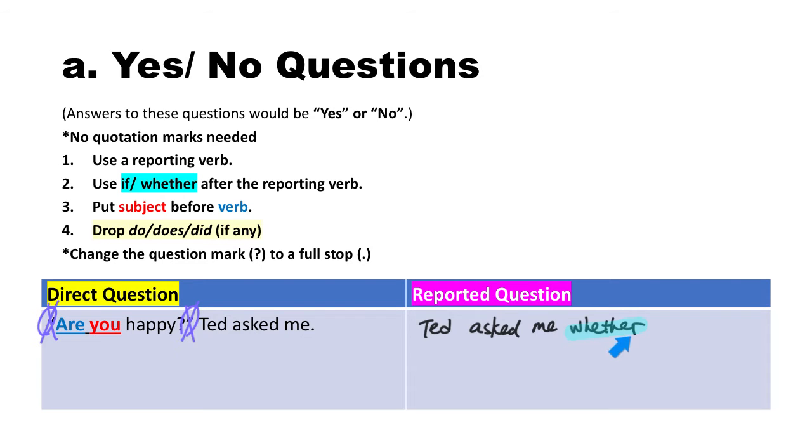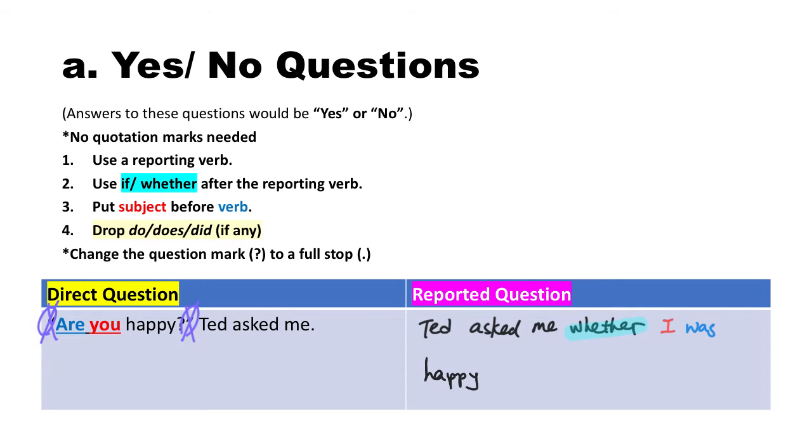Following whether, we will put a subject before the verb. The subject in the original direct question is you, and this you refers to me. Me is the object pronoun. Here, we will change it to the subject pronoun I. Following the subject, we need a verb. The verb in the direct question is are. In simple present tense, we will need to change it to a verb that agrees with I in front. The simple present tense are is changed to the simple past tense was.